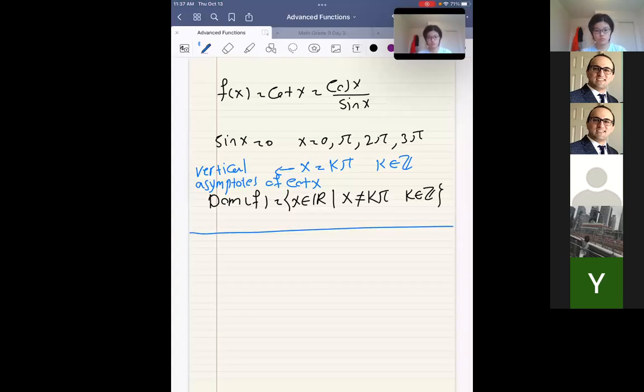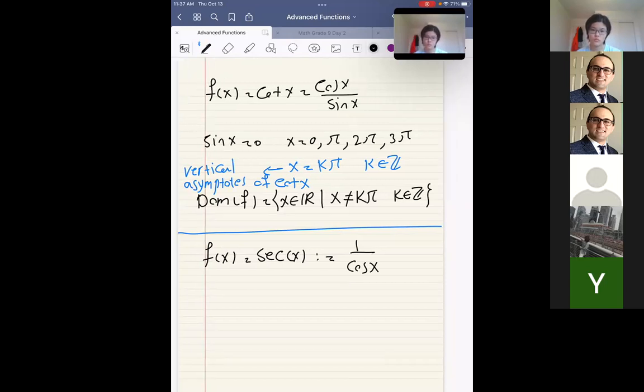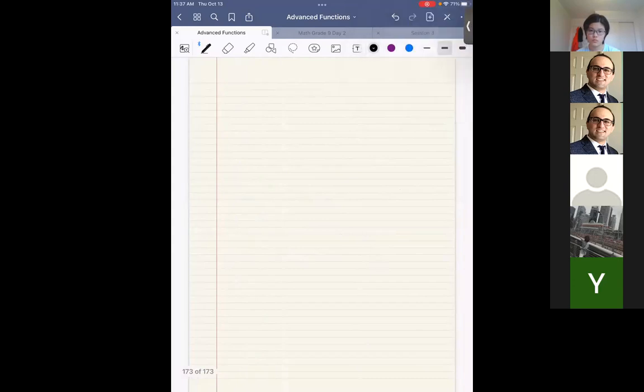So yeah, we have another function. I just told you f of x is equal to secant of x, which is defined to be 1 over cosine of x. So I want you, as your homework, just find the domain of this function.